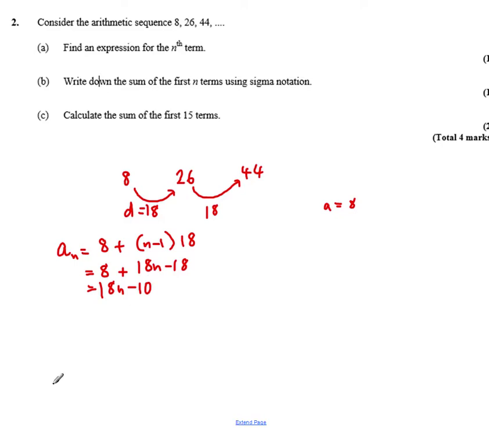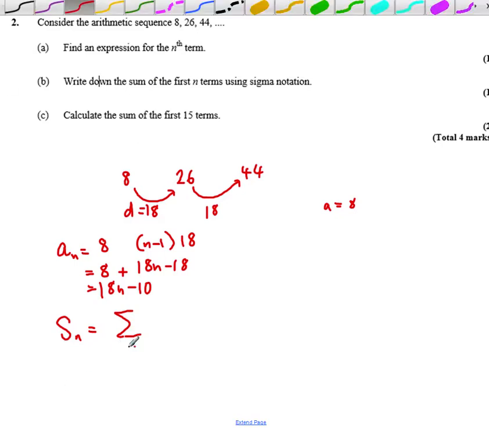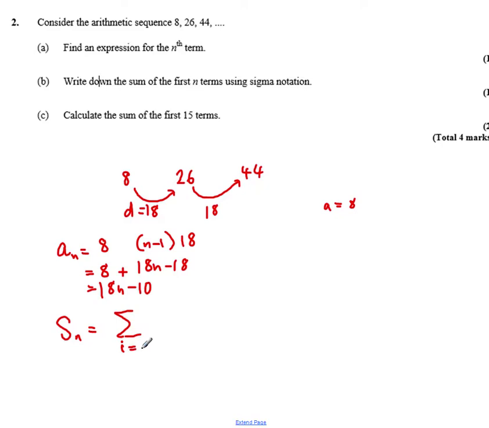The sum of the first n terms using sigma notation is going to be S_n is the sum from n equals, we're not going to use n over here because we need to use a dummy variable. So the sum from i equals 1 to n of 18i minus 10. You could use r instead of i if you wanted to. And then finally, we want to work out the sum of the first 15 terms.